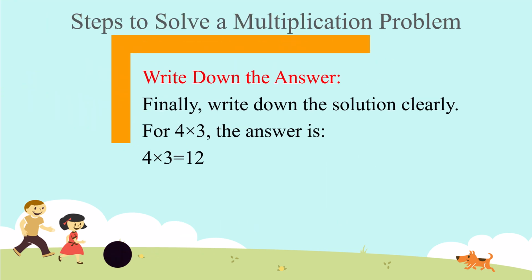Write down the answer. Finally, write down the solution clearly. For 4 times 3, the answer is 4 times 3 equals 12.